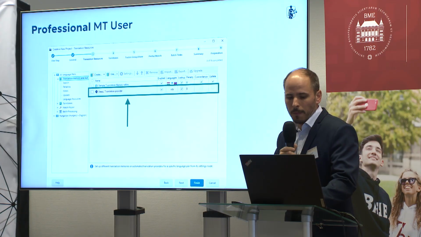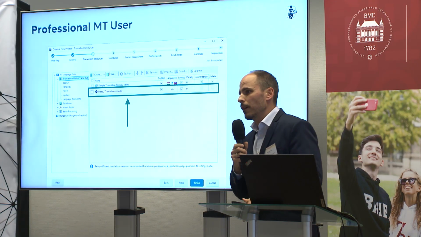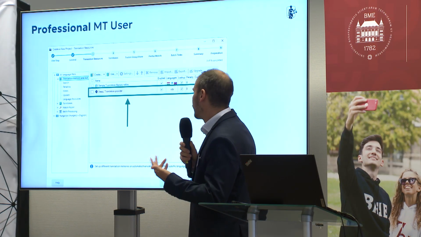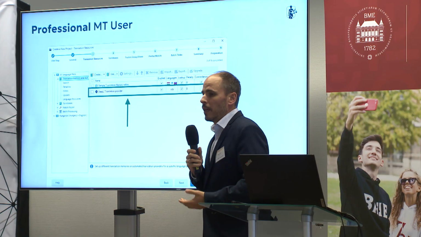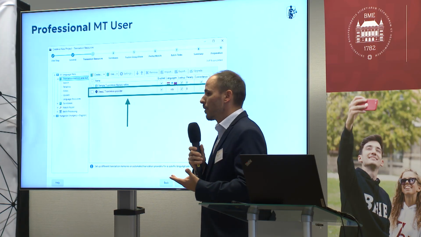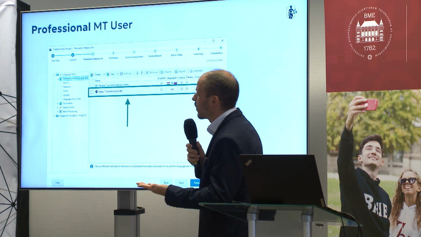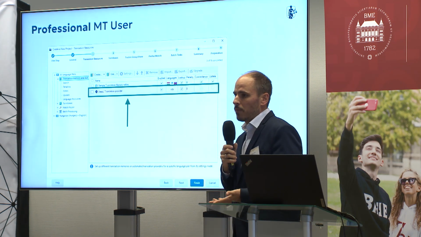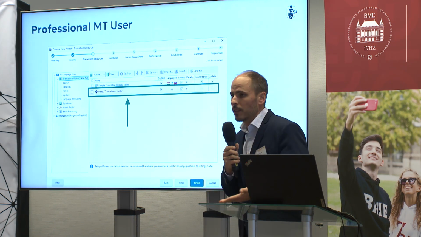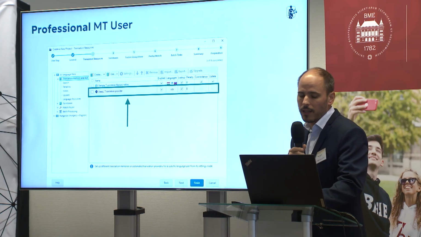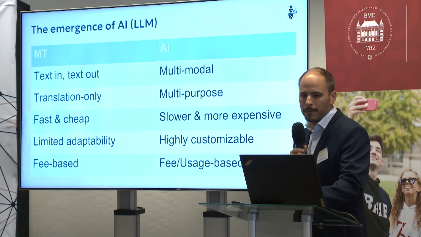Okay, this was the developers' take on the problem. You can add a machine translation provider as a translation memory. So nothing new really in terms of how the CAT tool handles this problem.